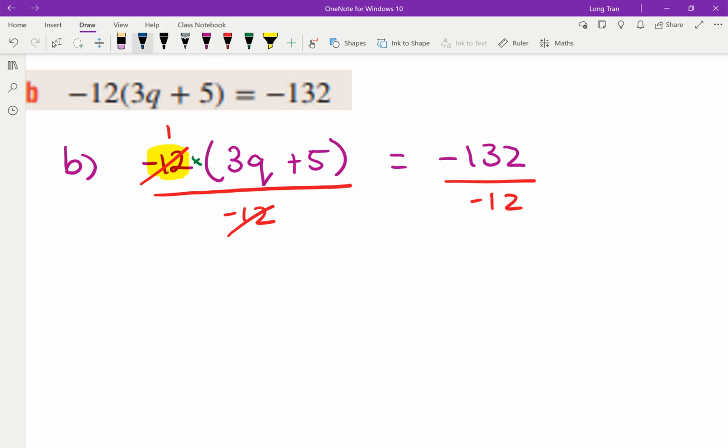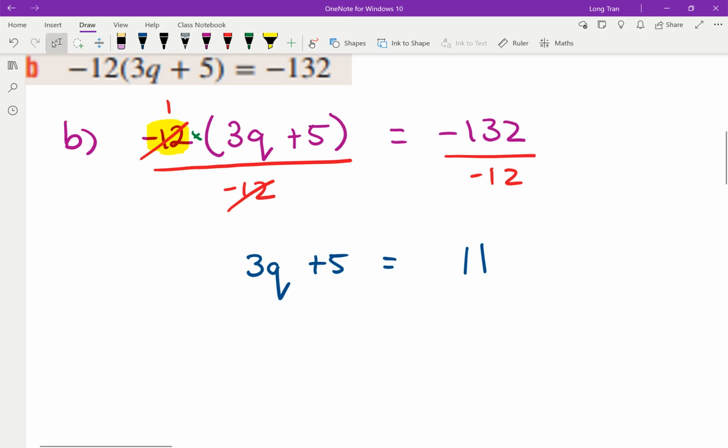I'm just going to try it again. Here we go. 3q plus 5 is equal to... Now over here, what's 132 divided by 12? Positive 11. Very good. 132 divided by 12 is 11, but double negatives, so don't forget double negatives is positive. So that gives you positive 11. So now this problem is much easier to do. You've got 3q plus 5 equals 11. That's exercise 7b.